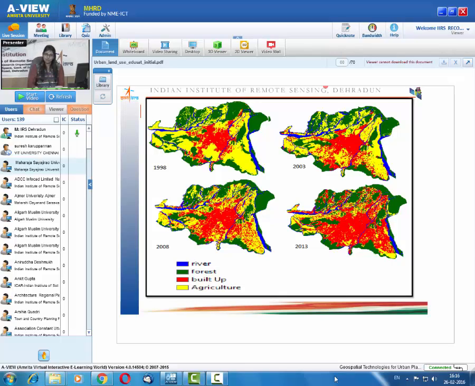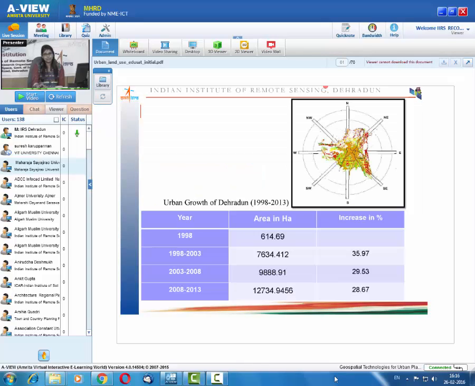Now, there are different softwares available which will help you in doing this pixel based classification. After classification, you can do analysis. You can analyze the different year data, make pie charts and Excel charts to understand the different growth scenarios. You can also provide a windrose diagram to understand how the city has grown and in which direction the city has grown.